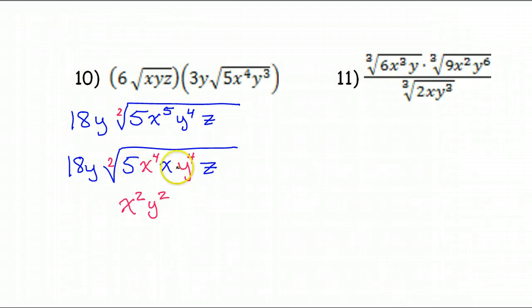By the way, I recommend using colors like I do. I haven't really seen almost anybody doing it, but I think it will help you, especially if you've been making a lot of mistakes. Anyway, the blue stuff is going to stay under the radical, so 5xz.